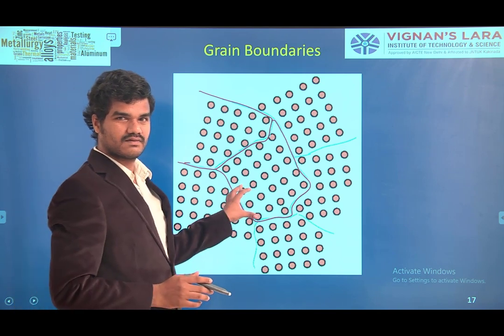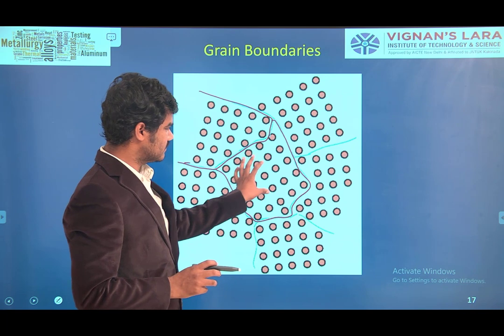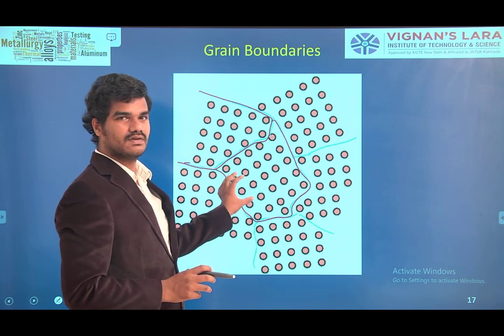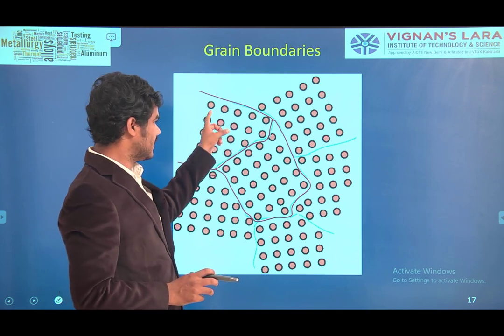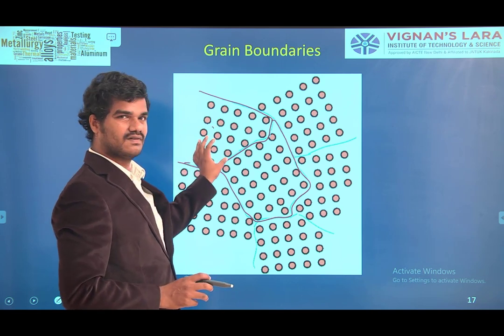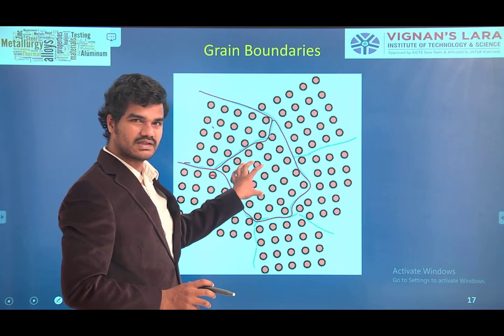This is another grain. Between these two grains, the arrangement of atoms is this one. In this grain, the arrangement of atoms is this one. In this grain, the arrangement of atoms is this one. So because of the shape of this grain, the inside arrangement is changed. Because this grain is of this much shape, the arrangement of atoms is like this.